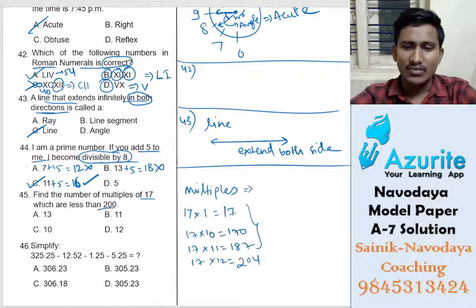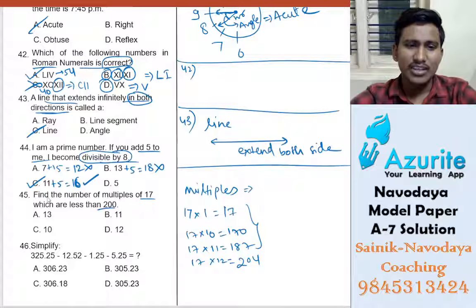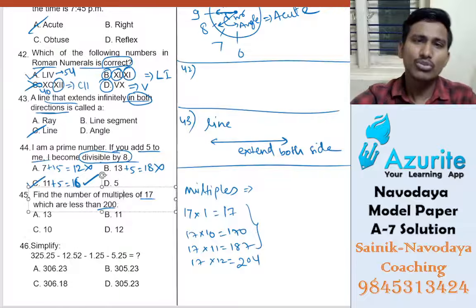That is very easy. So see here, 45 question is also easy. What? So find the number of multiples of 17 less than 200. Multiples means what we have to do? Multiply.